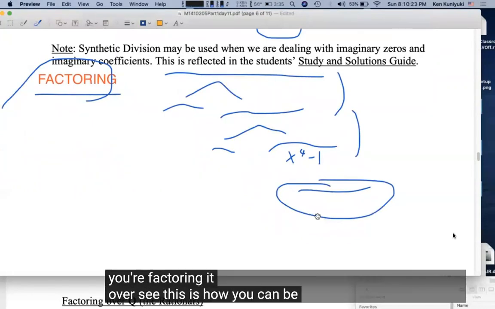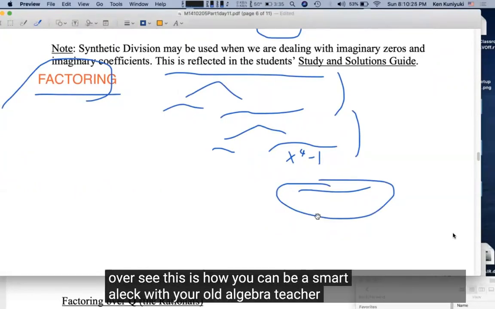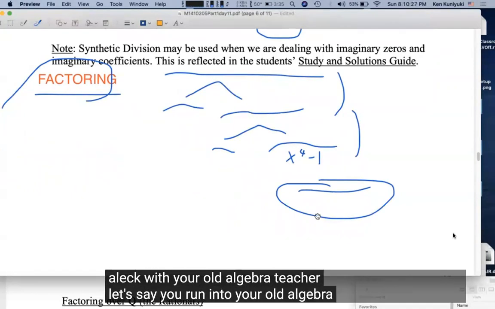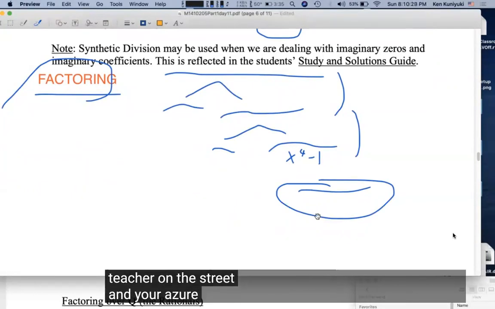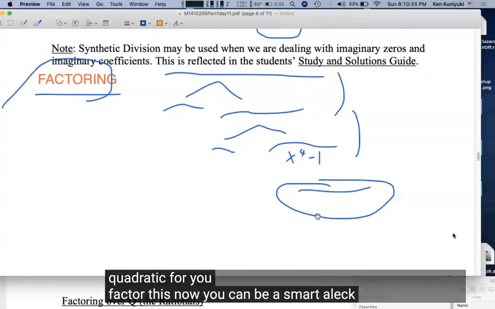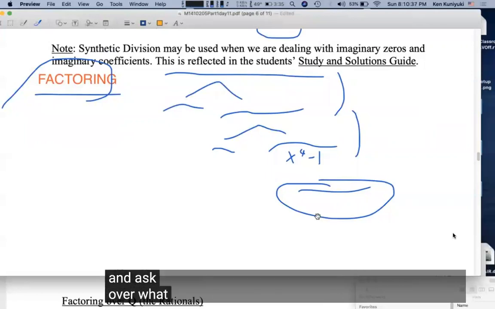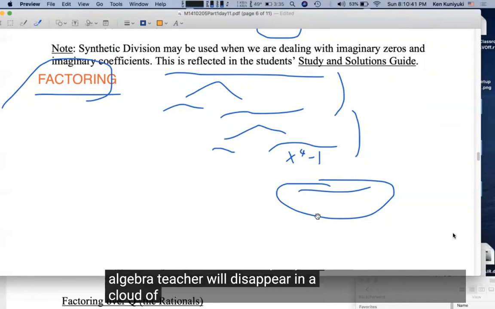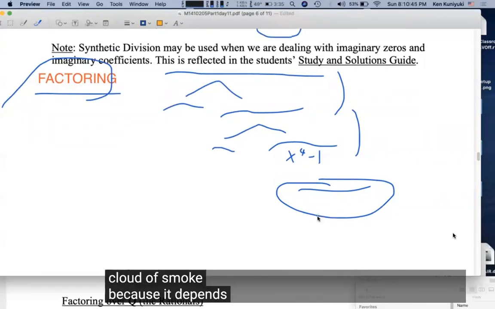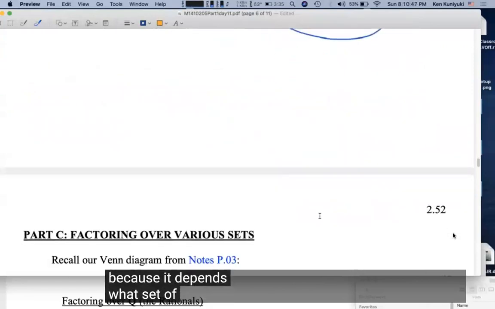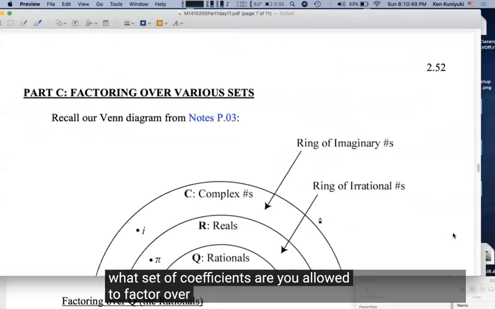See, this is how you can be a smart aleck with your old algebra teacher. Let's say you run into your old algebra teacher on the street, and your algebra teacher says, hey, I have a quadratic for you. Factor this. Now you can be a smart aleck and ask, over what set? And then maybe your algebra teacher will disappear in a cloud of smoke. Because it depends. What set of coefficients are you allowed to factor over?